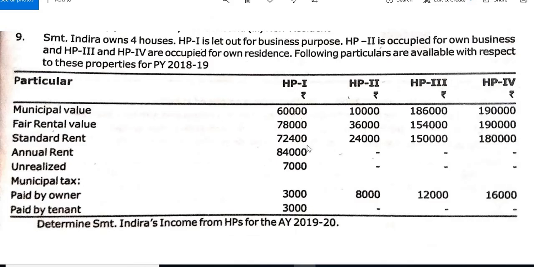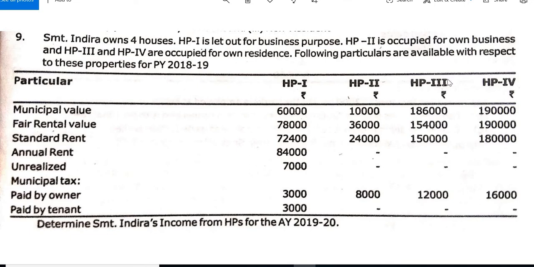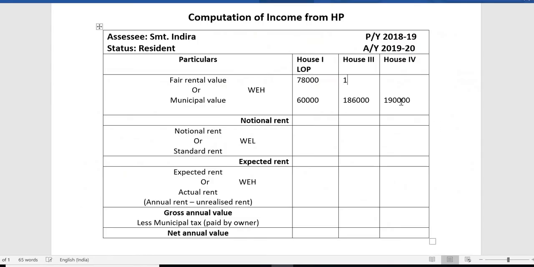Now we will see the fair rental value. House 1 78,000, then house 3 1,54,000, then house 4 1,90,000.